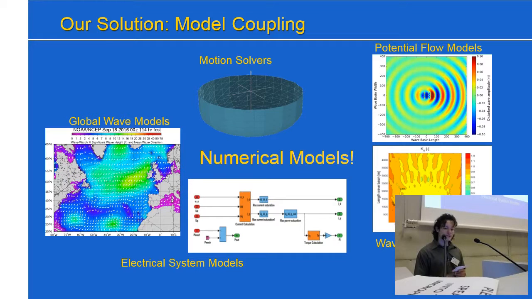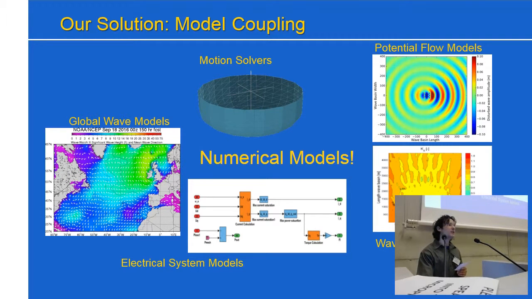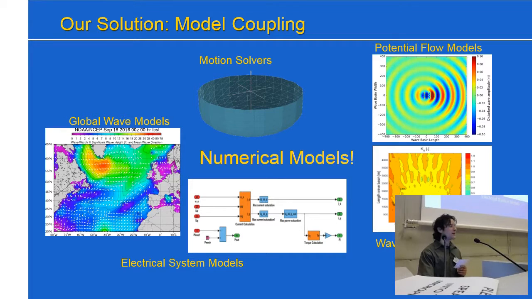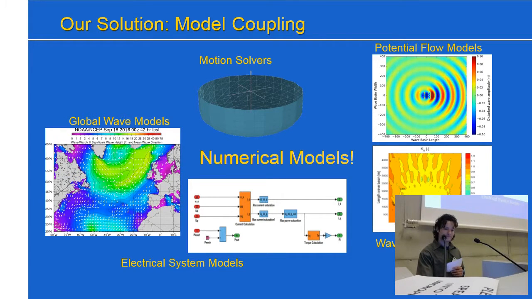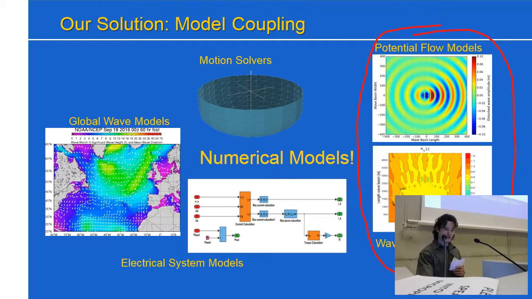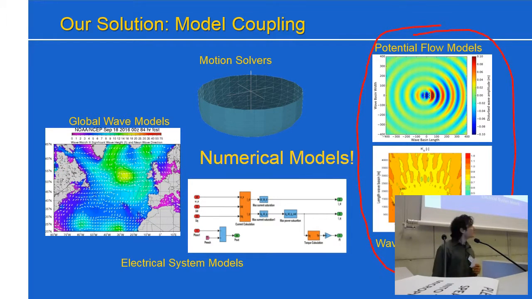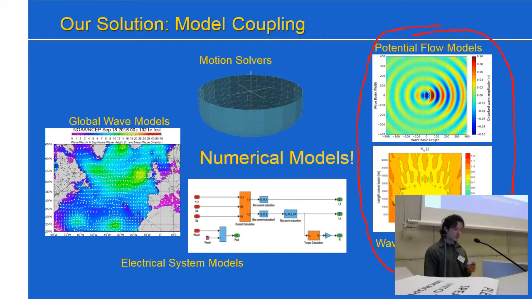So in our group at Ghent University, our focus is on using numerical models to model groups of these devices, which are called WEC arrays or farms, with the name depending on the size and on the number of the devices. So as you can see, our focus is on the two models on the right.